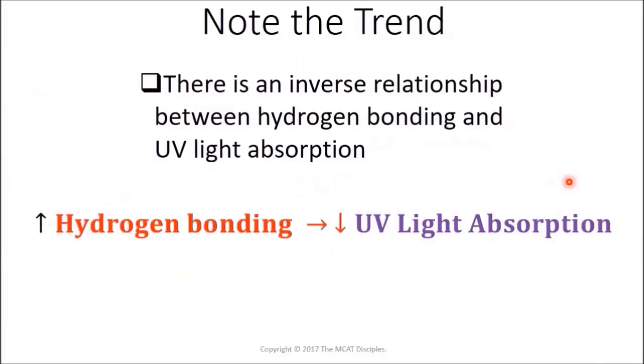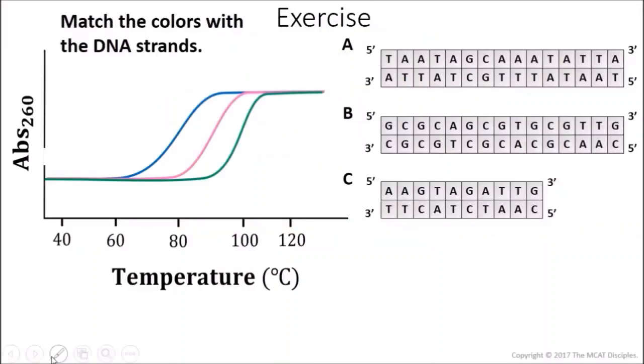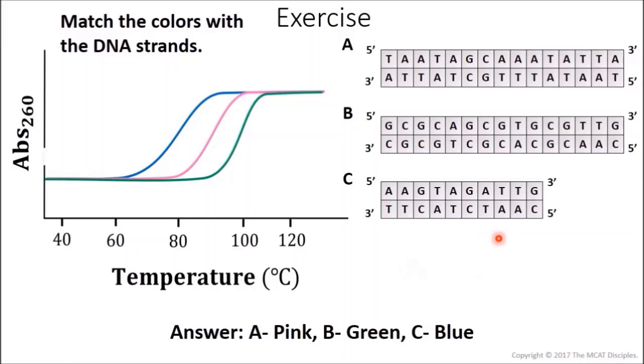Note the trend. There is an inverse relationship between hydrogen bonding and UV light absorption. If you increase hydrogen bonding, you decrease UV light absorption. Here's a nice little exercise for you. I want you to match the colors with the DNA strands. So go ahead and do it, and then I'll show you the answer. The answer is A is the pink one, B is the green one, C is the blue one. I imagine you're wondering why.